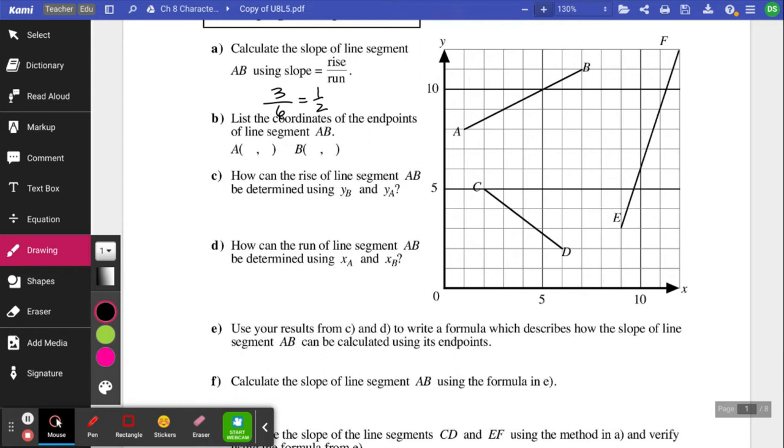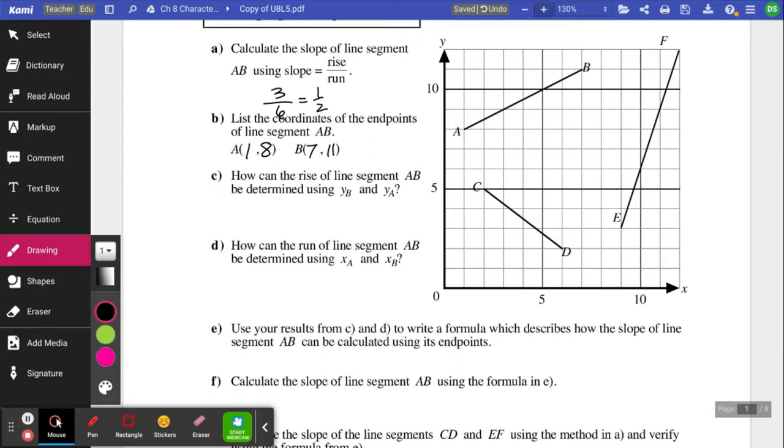What are the coordinates of point A? Quick. 1 and 8. What are the coordinates of point B? 7, 11. Remember, coordinates always have 2 directions to get to one place. You have to give the x coordinate and the y coordinate to name the coordinates.